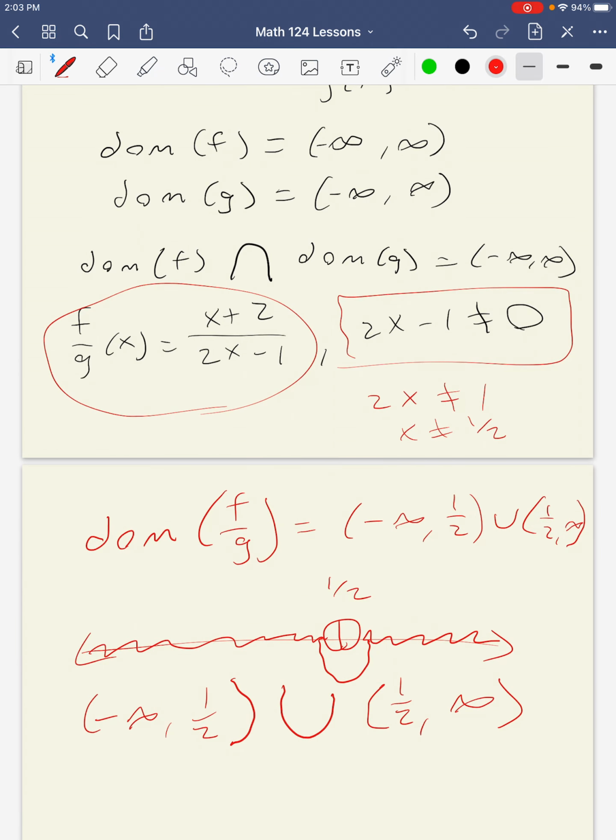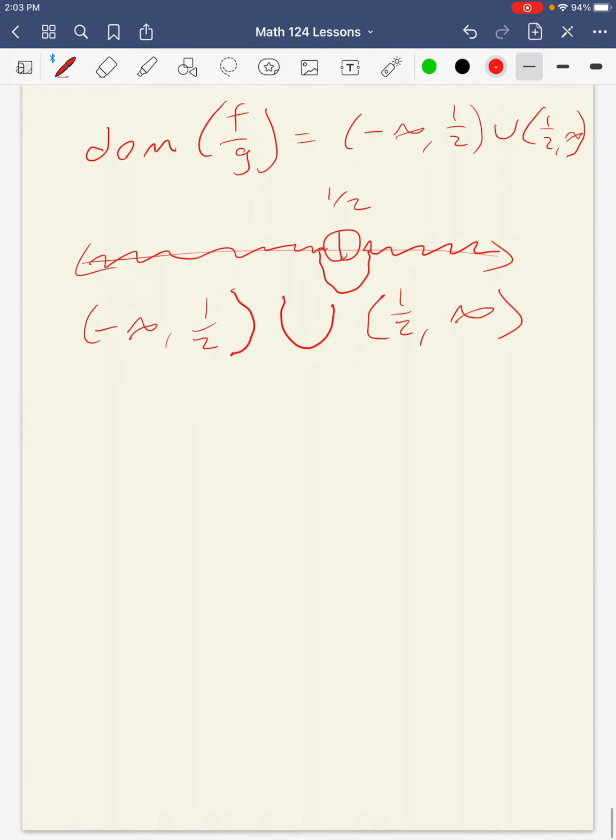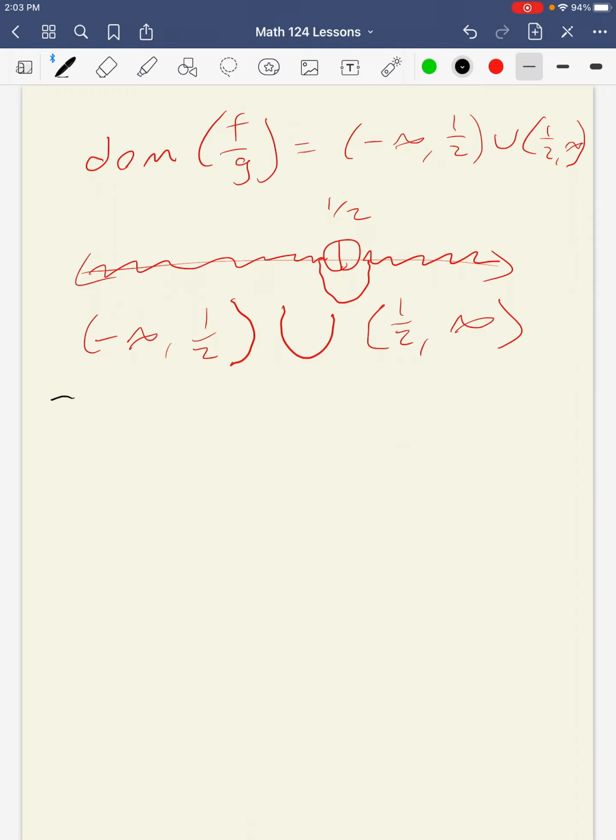It's the overlap of the domain of f and the domain of g, plus the extra condition that the bottom function g can never equal 0. Okay, so let me do one more example.